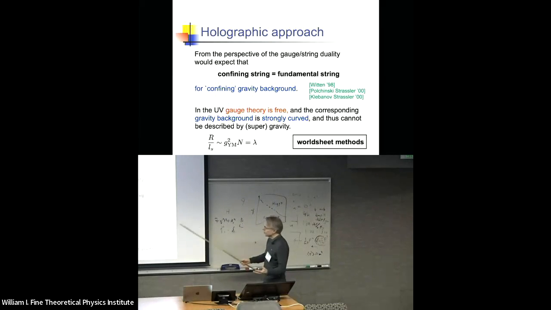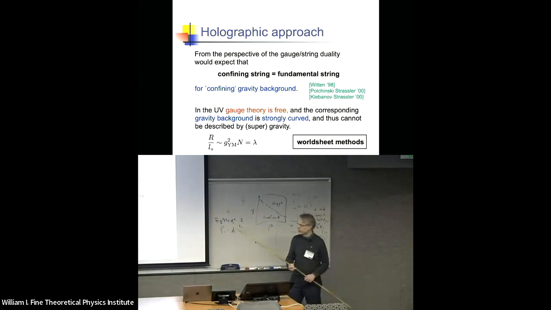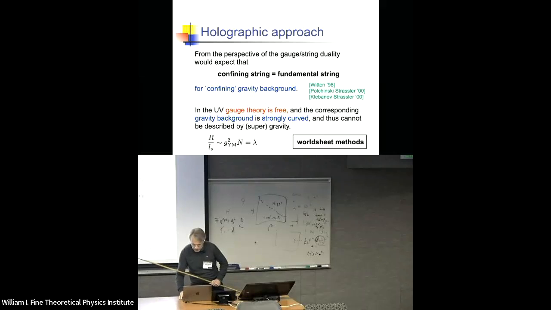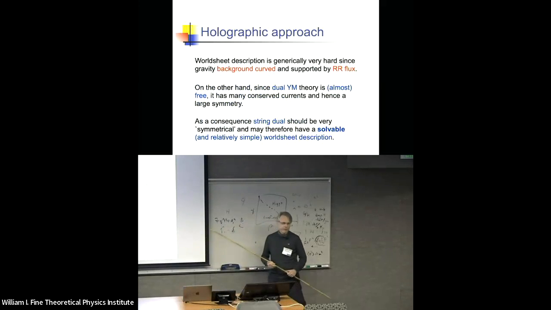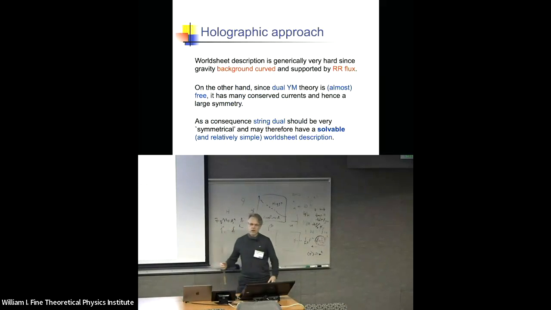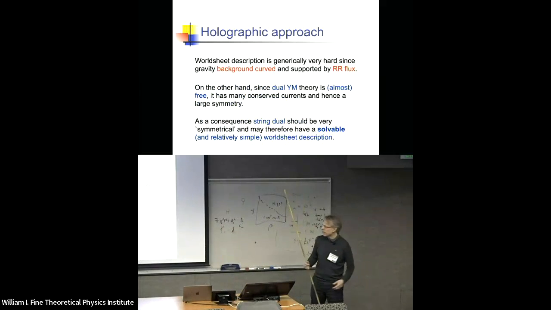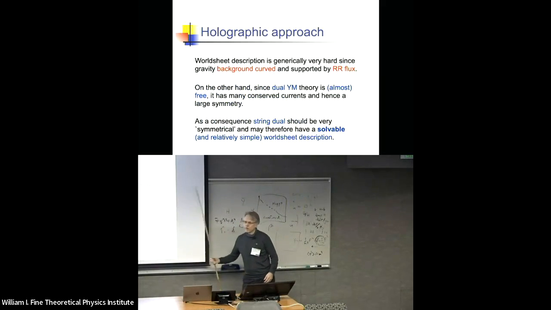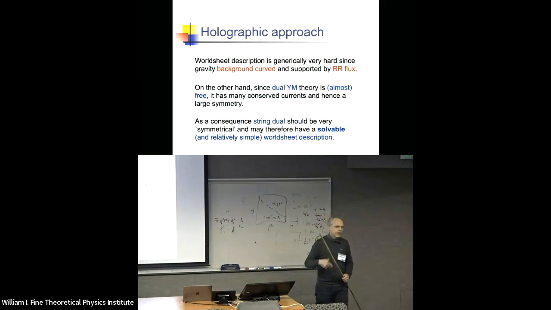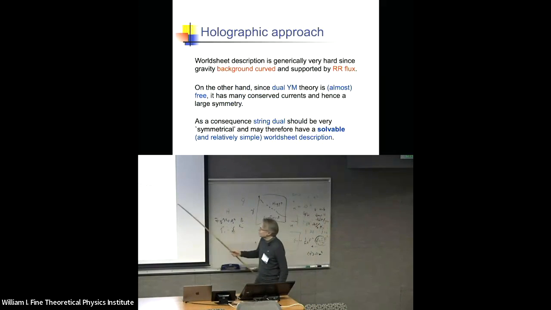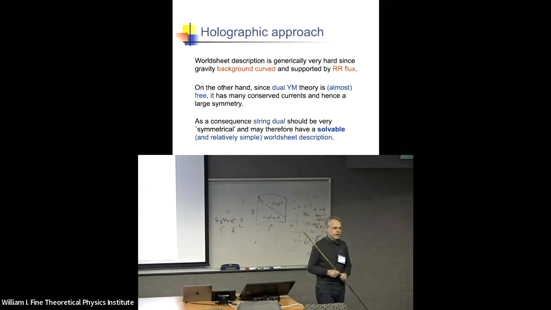So the question is, what is the worldsheet theory that will describe what you would want to think of as the confining string background? Now, this is obviously a very difficult problem because the worldsheet theory you would expect to be generically very hard. The background is curved. It's very far from supergravity. It's generally believed that in the context of four-dimensional gauge theories, you will have something like Ramond-Ramond flux. Ramond-Ramond flux backgrounds are notoriously difficult. There are very, very few results about it. And one has very little direct control of how to construct this worldsheet theory.